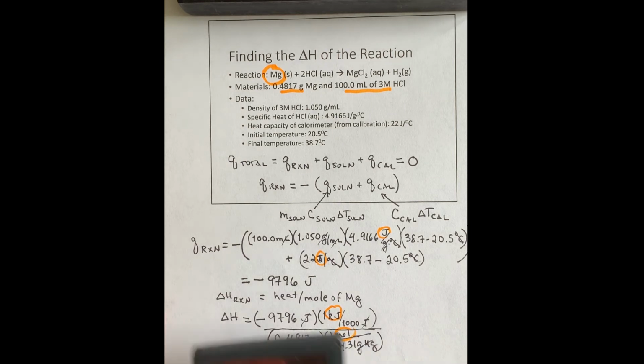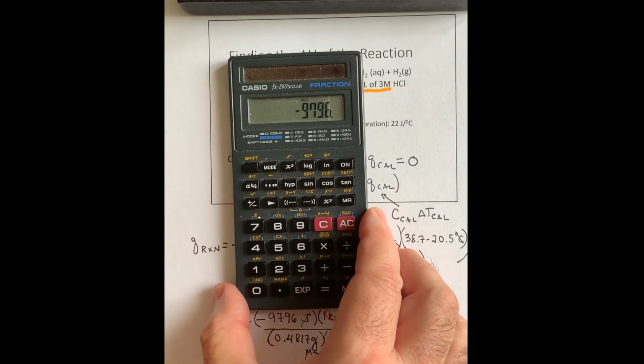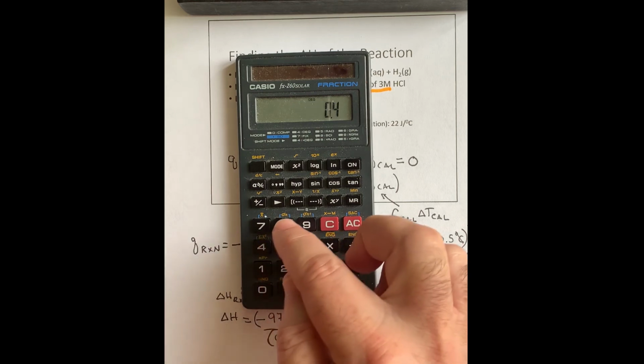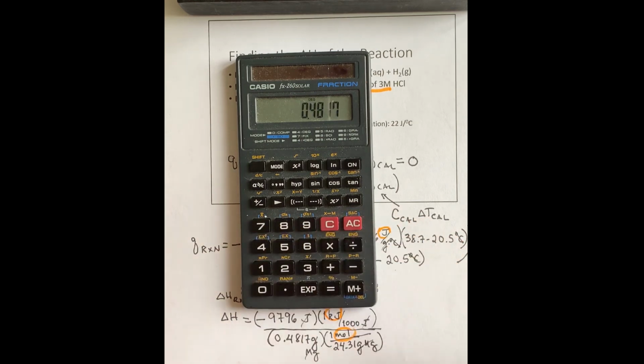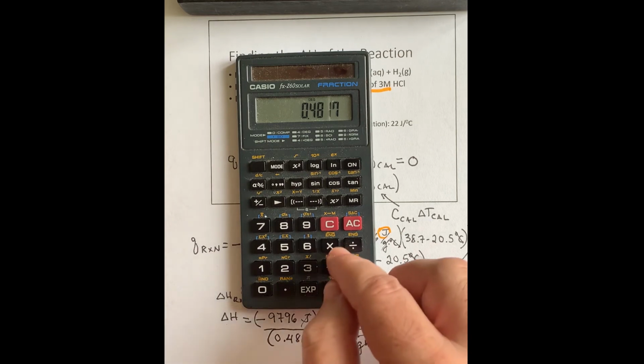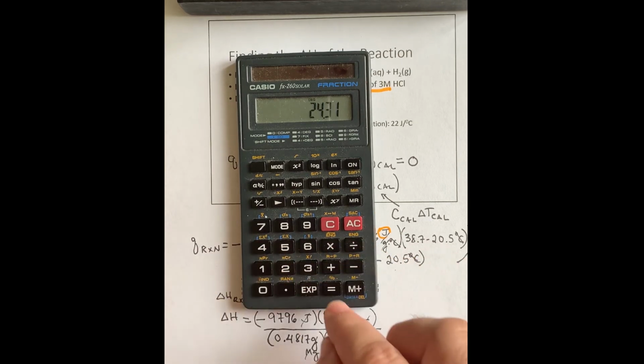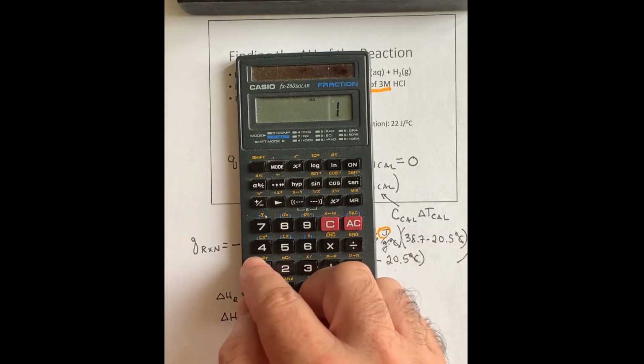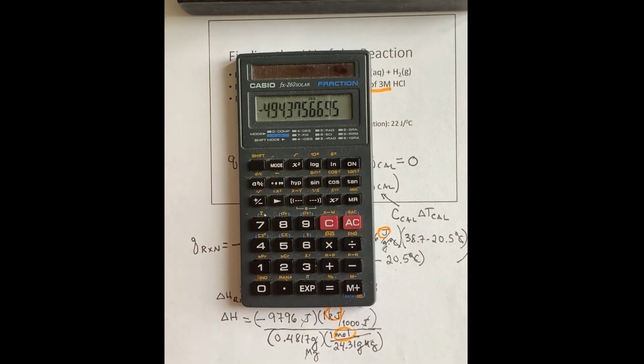So let's see what that is. So I had minus 9796 divided by 0.4817 divided by 24.31. Oh, I forgot to divide by 1,000 here. So we have minus 494.3756695. These numbers here, again, I'm going to borrow on the precision that we had for our mass here.